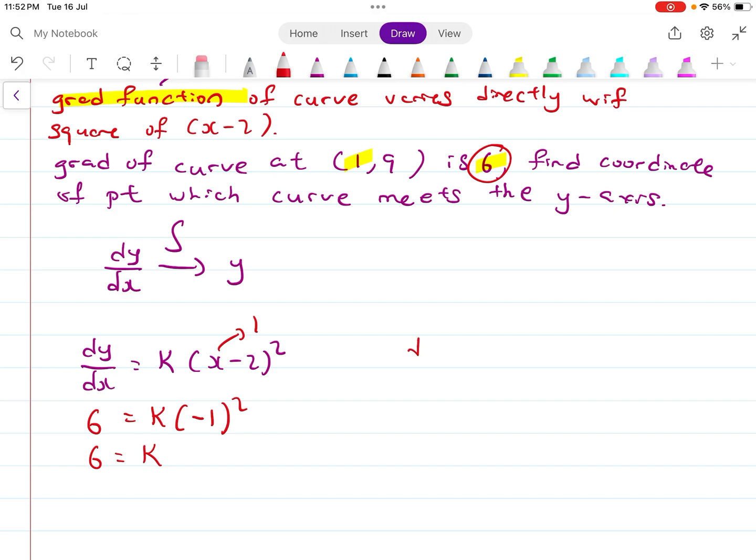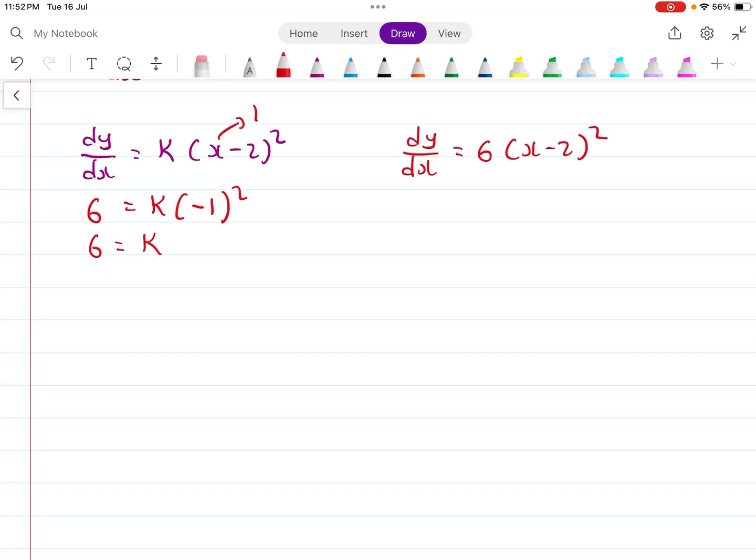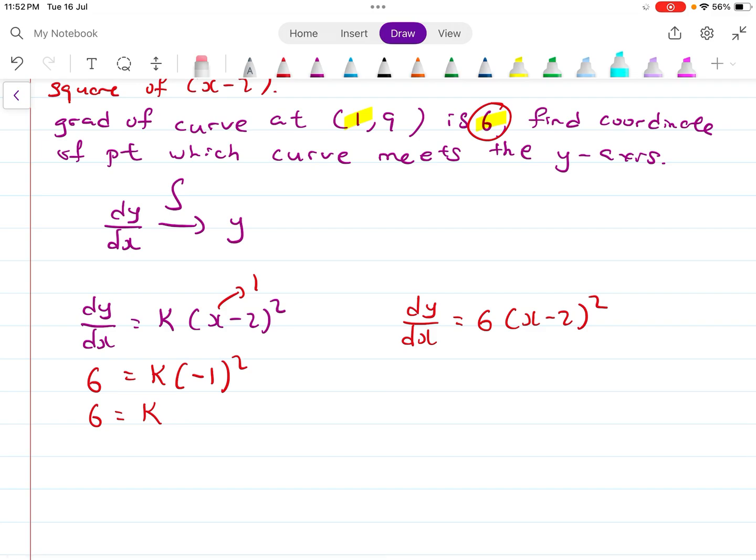With this, I know that dy/dx is equal to 6(x minus 2) squared. The next thing I want to do is find the equation of the curve, because eventually I need to know where the curve meets the y-axis. When you want to meet the y-axis, you just sub x equal to 0, because you are finding the y-intercept.